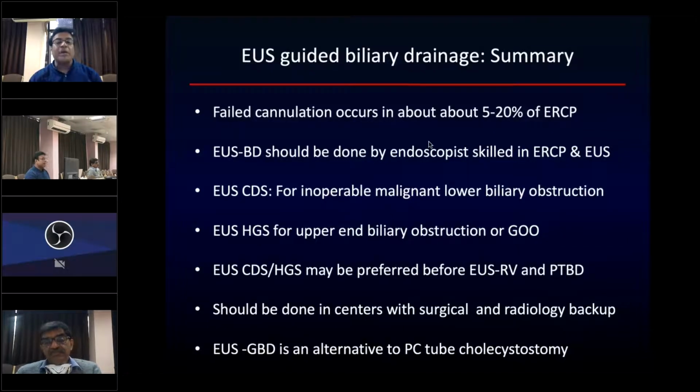Choledochoduodenostomy or hepaticogastrostomy may be preferred before rendezvous or a PTBD, and it should be done in centers with surgical and radiological backup. A gallbladder drainage is an alternative to percutaneous tube cholecystostomy.